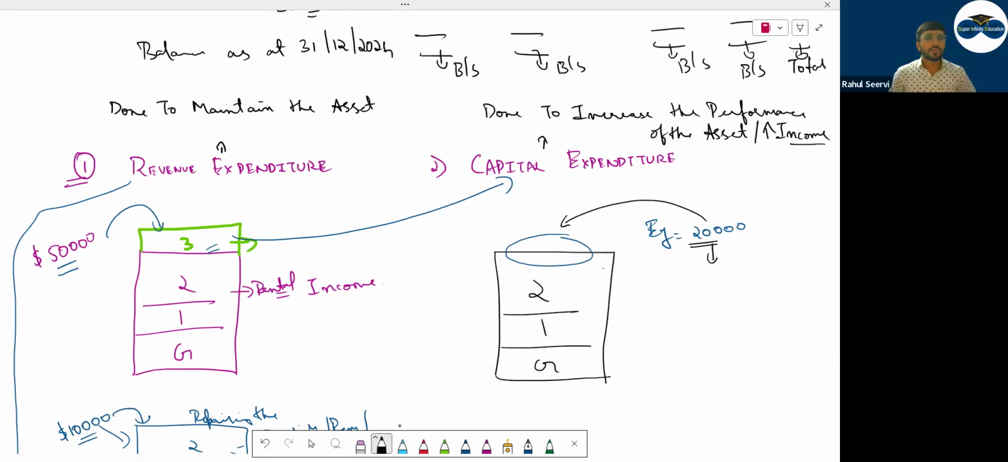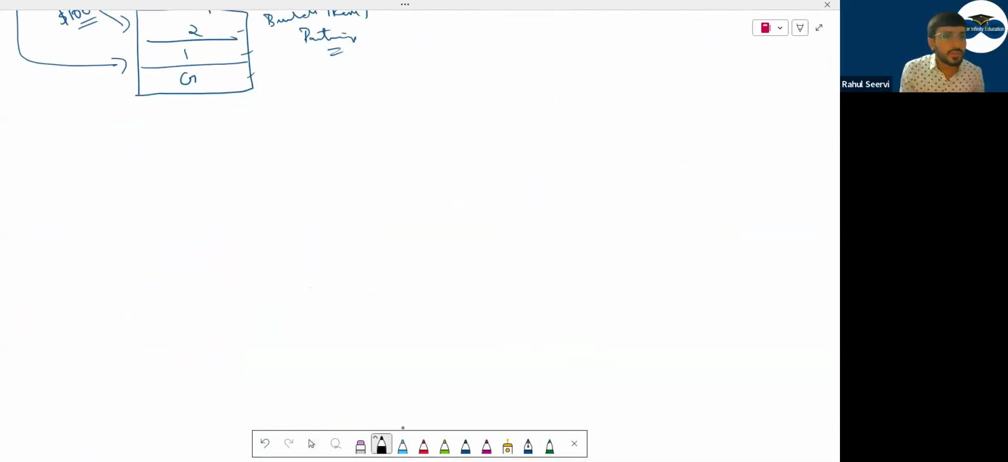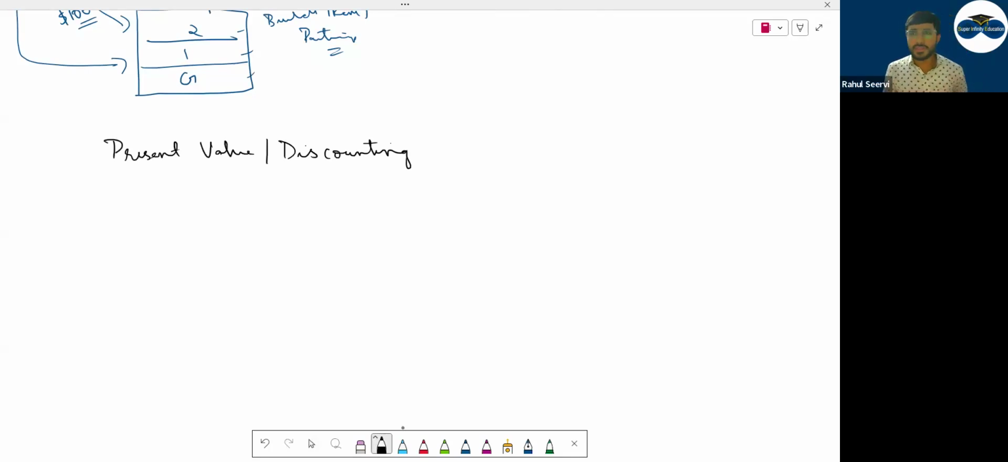Now for the coming three to four standards, we will be using this concept again. So before starting any IAS or IFRS, I will ensure that a few terms are clear to you. Now coming to the concept of present value and discounting. This concept is very important. It's important for IAS 16, then IFRS 16, 9, etc.